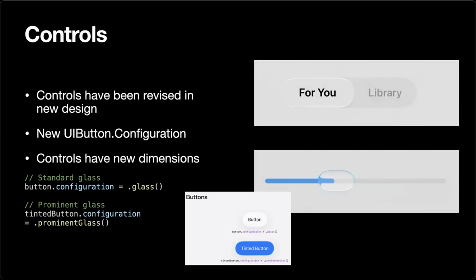Apple's updated all of its main controls. So here's some examples: segmented control, slider, and button, where there's a UIButton configuration. And the glass effect mostly applies during the interaction, and then it fades away when the user stops interacting with it.